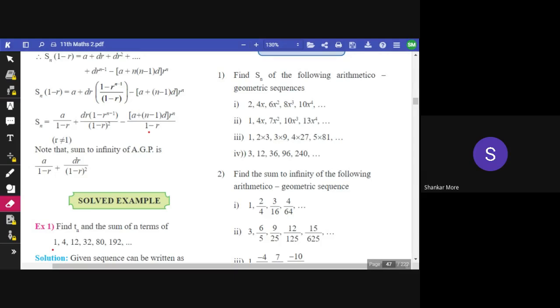A is equal to 1, D is equal to 1 and R is equal to 2. Correct. Very good. Yes, A is equal to 1.